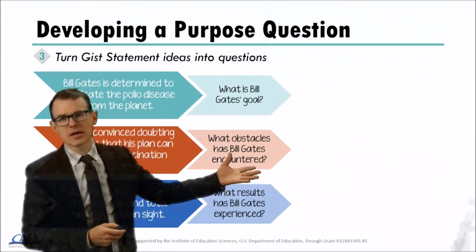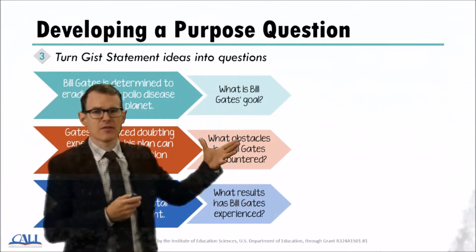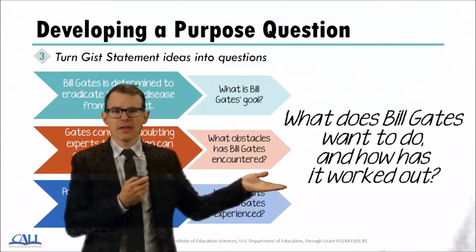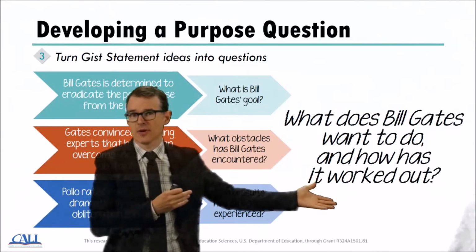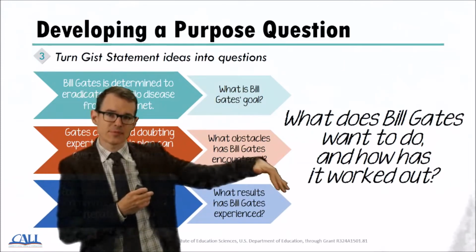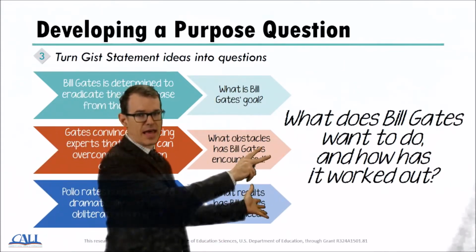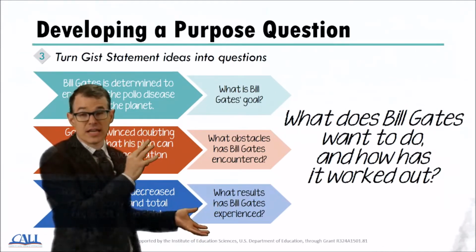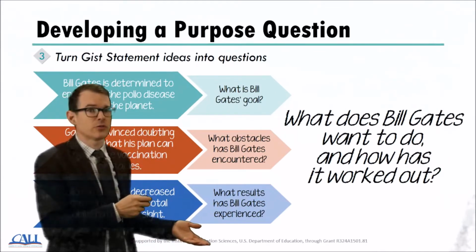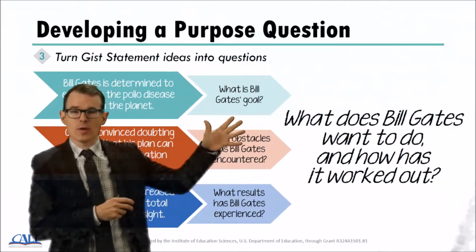And so now can we come up with one single purpose question to link all those things together? I think that this does an okay job. What does Bill Gates want to do? How has it worked out, right? We haven't exactly mentioned obstacles here. Those get folded into the how it has worked out piece. And I think of all of these things, understanding what happened as a result is really critical. So this, I think, is the right purpose question.